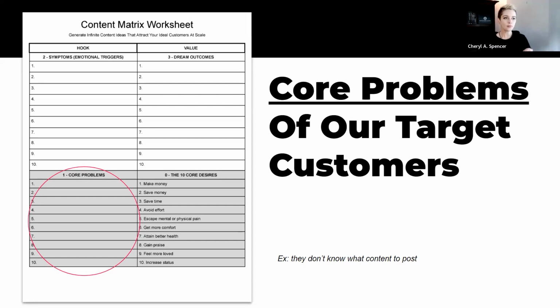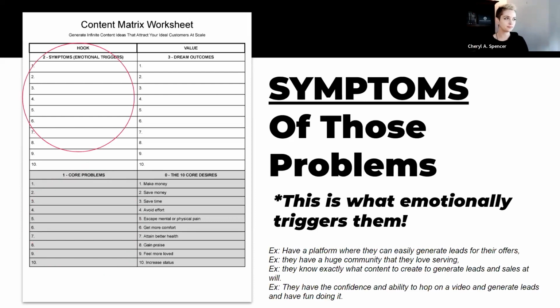You want to list out about 10 of these. Try to fill out all 10. Try to really brainstorm and come up with a list of 10 core problems that your dream customer is aware of. So, for example, another one for me might be, they don't know how to get traffic, right? That's another core problem. They don't know how to generate leads. That's a core problem that my dream customer has. You want to fill out all 10.